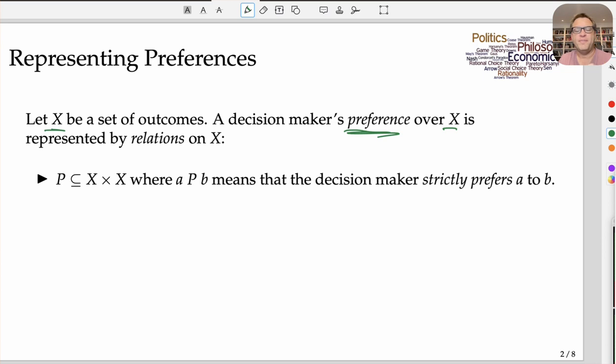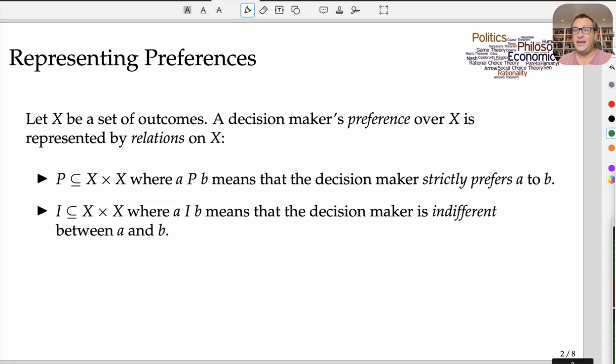First of all, there's the relation of strict preference, where A is P related to B means that the decision maker strictly prefers A to B. The second key relation that represents a decision maker's preference is the indifference relation. This is going to be a relation on X called I, where we write A I B, which means that the decision maker is indifferent between both A and B.